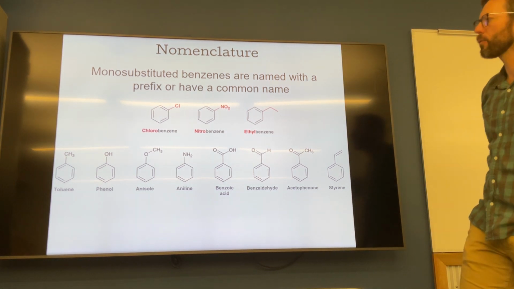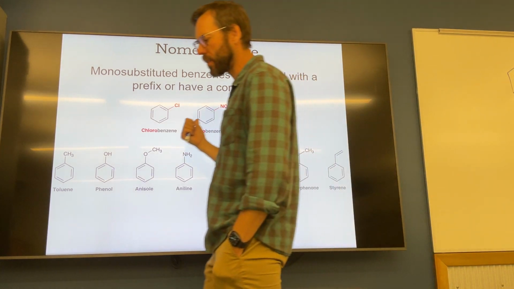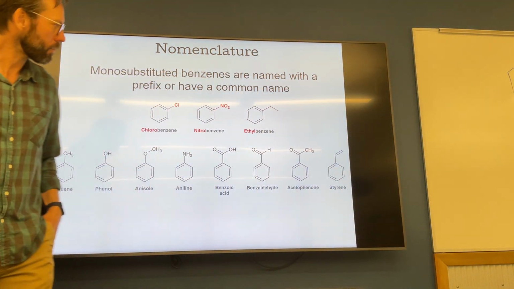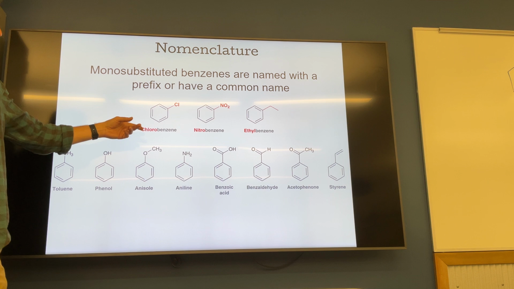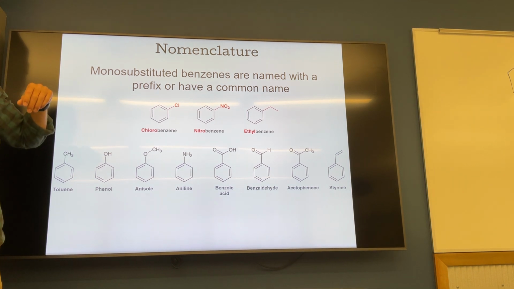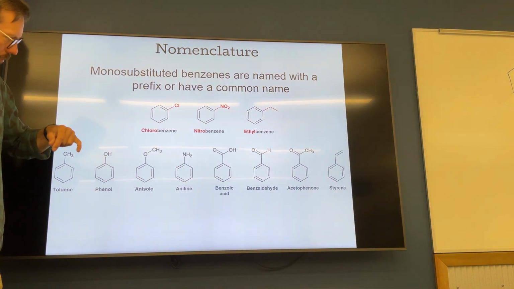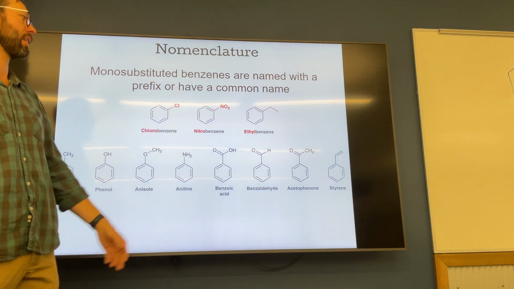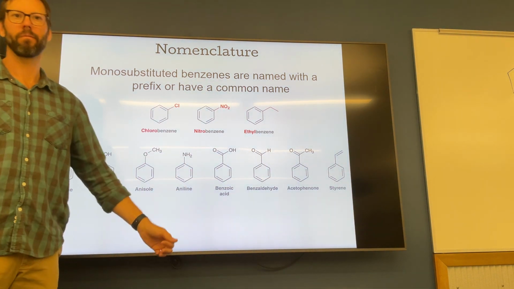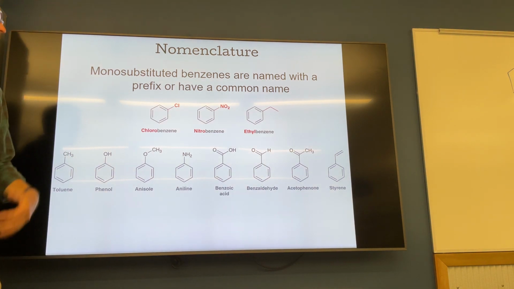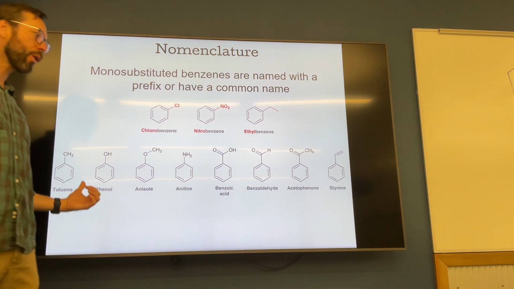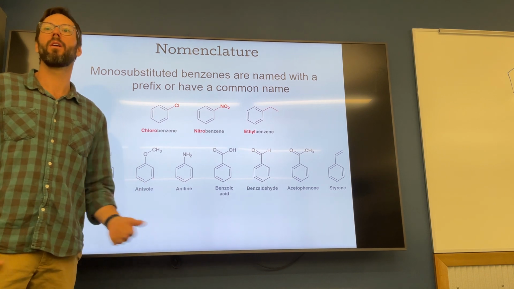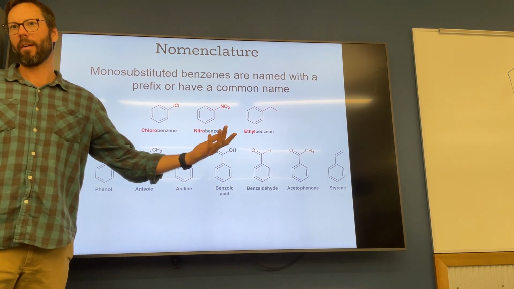You take a benzene ring, you add a substituent to it, and you name it accordingly, right? So IUPAC would call this chlorobenzene, nitrobenzene, ethylbenzene, so on and so forth. However, there are some pre-IUPAC names that are still allowed by IUPAC, right?